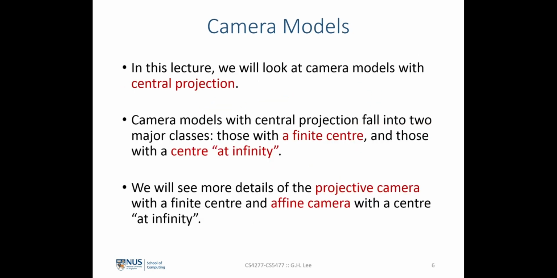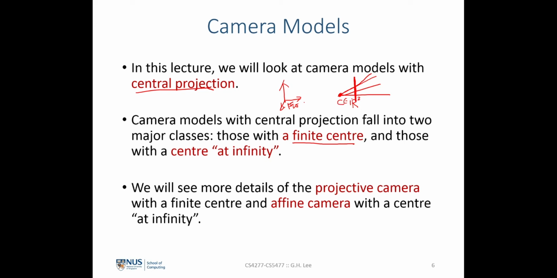We'll look at a specific type of camera model, which we call the camera model with a central projection. What it means is that all light rays that are being projected onto an image plane will converge at a single center of projection. And generally, camera models with a central projection fall into two major classes. The first type is a camera with a finite center. What this means is that this particular point here, if I denote it by C, I express this coordinate in the R3 space. That means that it's in the 3D space. This coordinate with respect to a world frame will have a finite value.